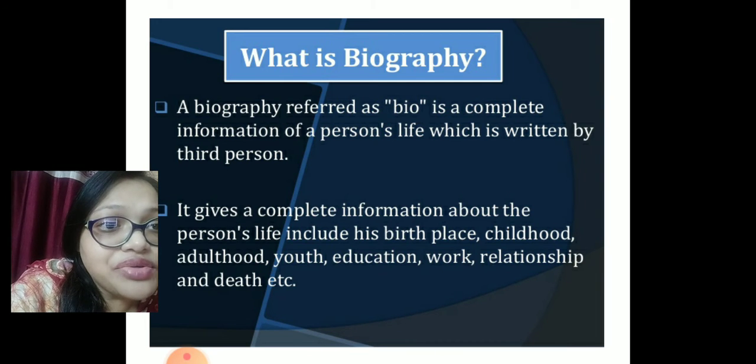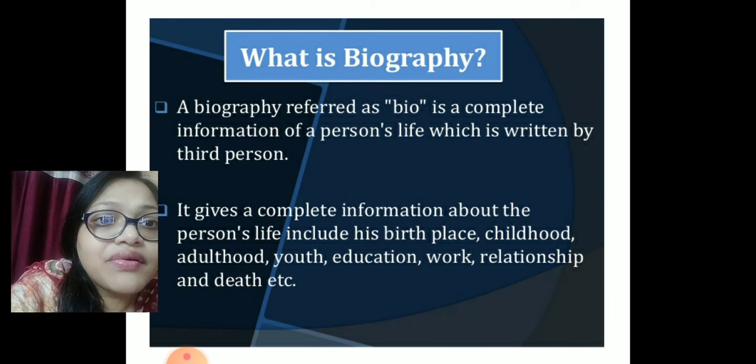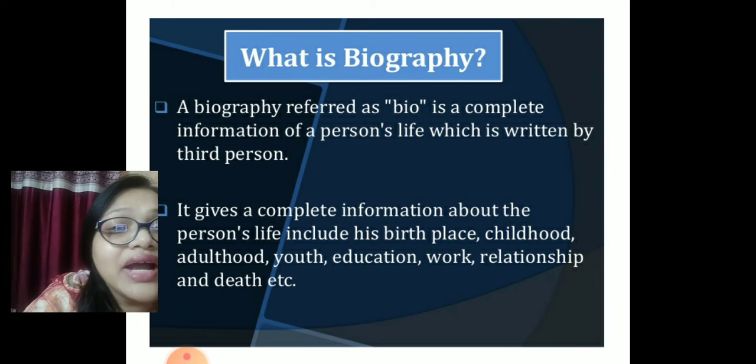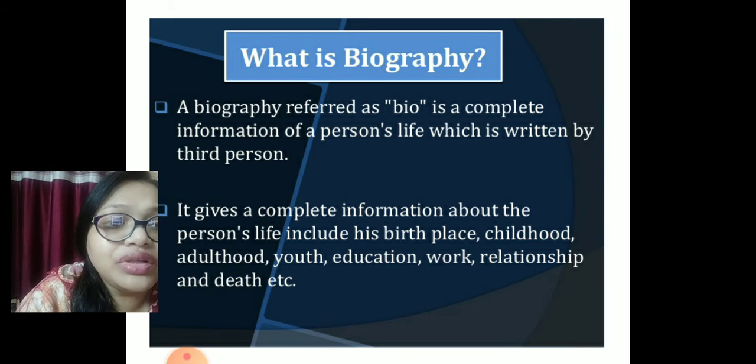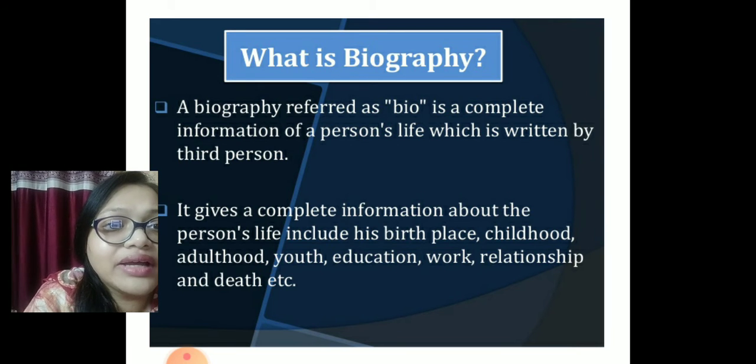So it gives complete information about the person's life. What does it include? His birthplace, childhood, adulthood, youth, education, work, relationships, and death, etc. You can include much more points, but these are the more essential ones: birthplace, childhood, adulthood, youth, education, work, relationships, and death.